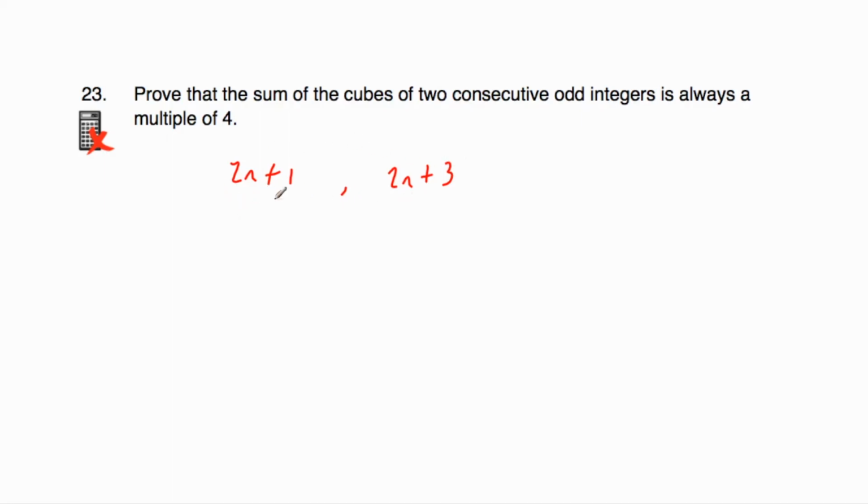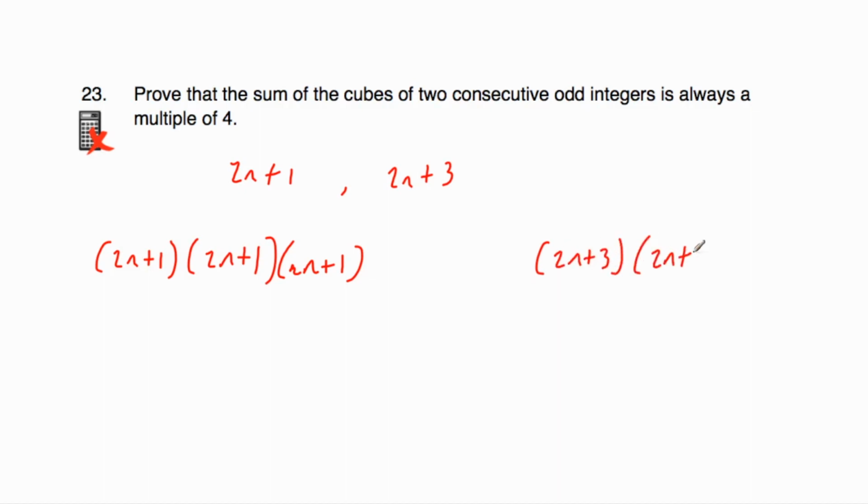I like to choose 2n plus 1 and 2n plus 3. I want to prove that the sum of the cubes, so we're going to cube these. We need to work out what (2n plus 1)(2n plus 1)(2n plus 1) is when we expand those, and do the same for (2n plus 3)(2n plus 3)(2n plus 3). So we're going to cube both of these, add our results together, and hopefully show that that's a multiple of 4.